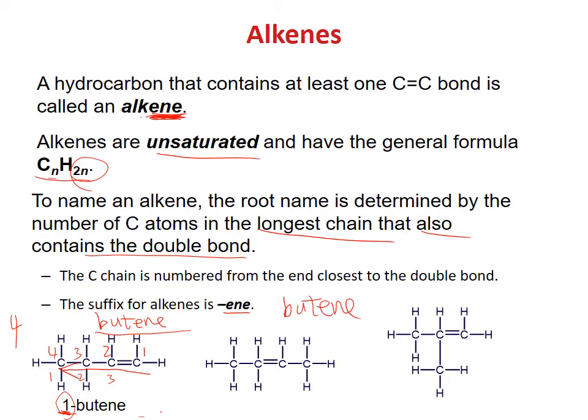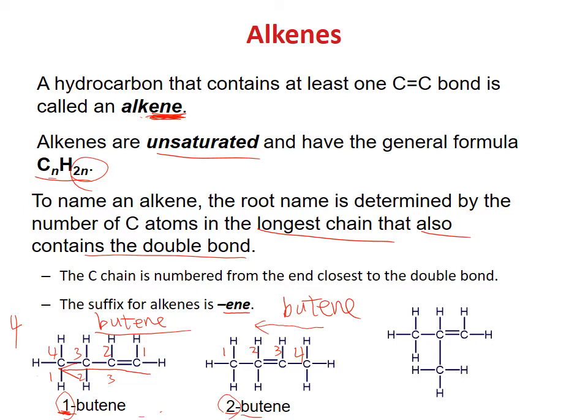Now if we number the carbon atoms, 1, 2, 3, 4, the double bond is at the number 2 carbon. If you number from right to left, you get the same number, also number 2. Therefore the name for this one should be 2-butene. Number 2 carbon has a double bond, and the total is 4, so butene. In this case we cannot omit the number 2.